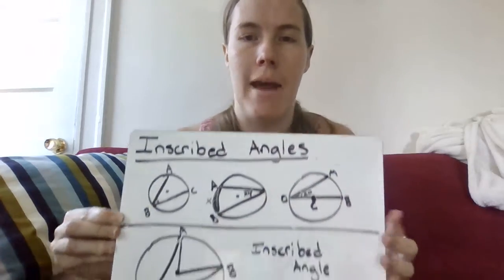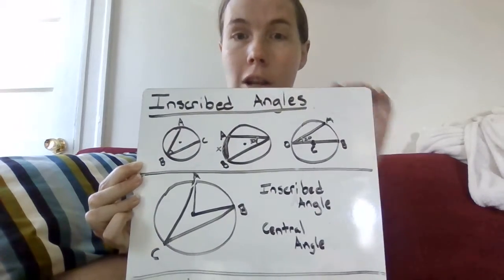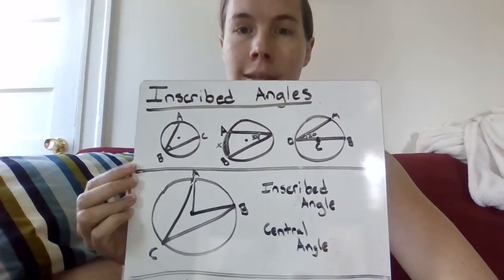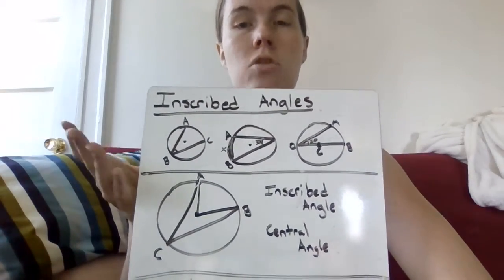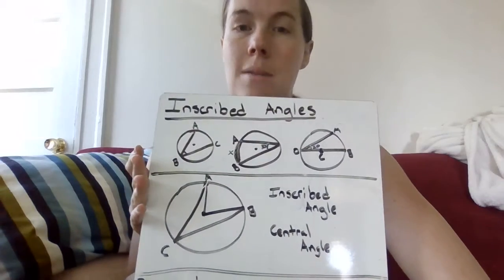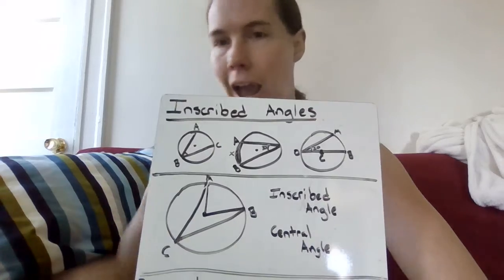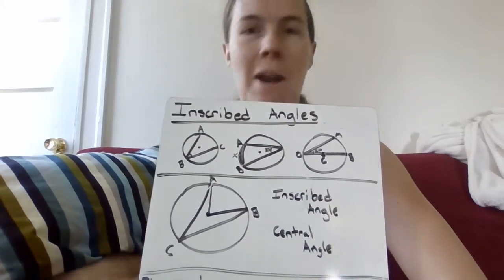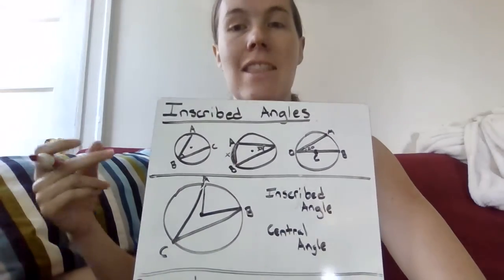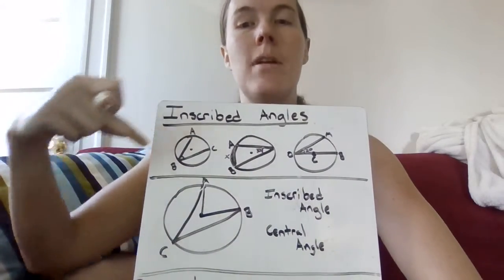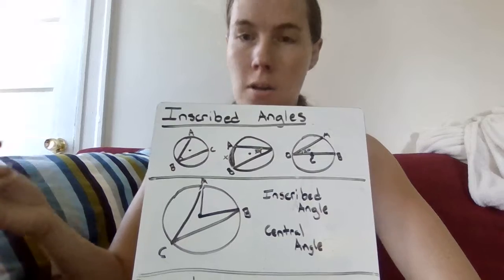So we're going to talk about what they look like and what they are. So inscribed angles. Inscribed, so scribed means written, and in means inside. So that means it's the angle inside the circle. That means it has to touch the perimeter of the circle to make the angle.